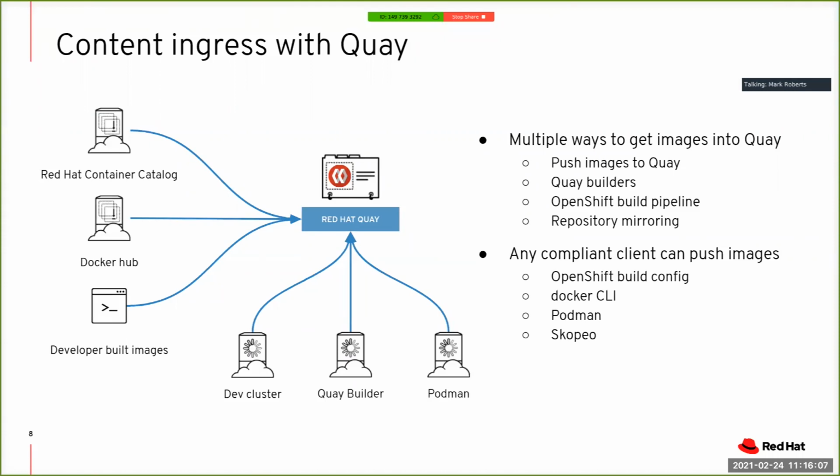So the mirroring capability allows you to pull assets from anywhere, not just mirroring between two instances of Quay. So you can pull from docker.io, you can pull from the Red Hat container catalog, and as the example shows there, you can push images in from Docker Hub, you can have your developers building images, and you can have your various clusters that you're using pushing assets into Quay.